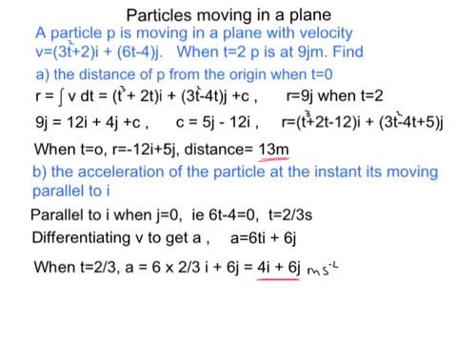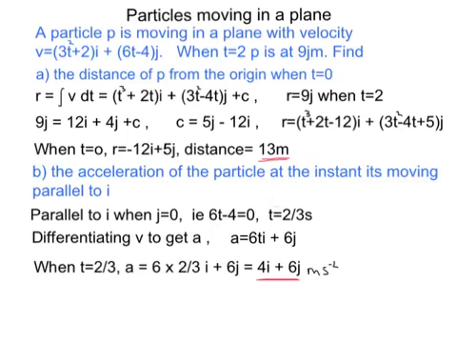So when t is 0, put t is 0 into this, and I've got -12i plus 5j, distance of 13. Boom, done. Next, the acceleration of a particle at the instant it is moving parallel to i. If it's parallel to i, its j component is 0. So I put the j component of the velocity vector to be 0, and I get a time of 2/3 of a second.